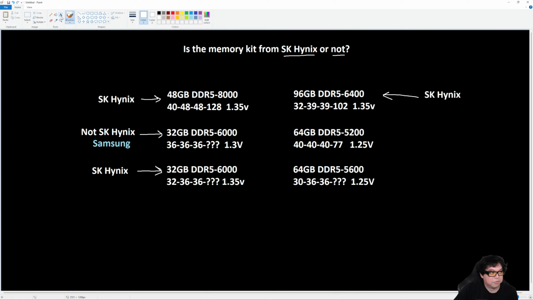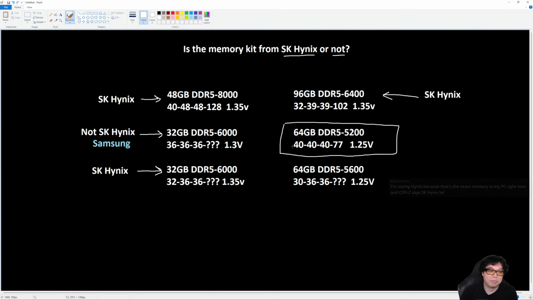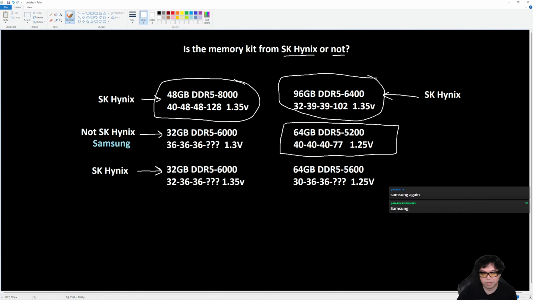Okay, next one. So now we're moving on to a 64 gigabyte kit. I don't do a lot of 64 gigabyte on DDR5. When I think of 64 gigabytes, I think of DDR4. I ran a lot of computers at 64 gig capacity, DDR4 3200 back in the day. Most of my DDR5 based systems are going to either be 48 gigabytes or 96 gigabytes. So I aim for 2x24 or 4x24 or 2x48.